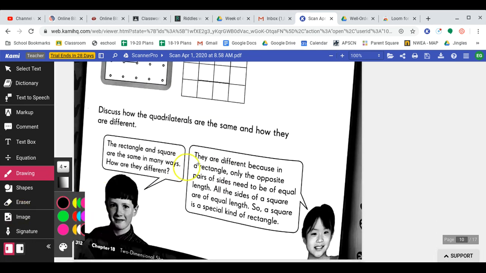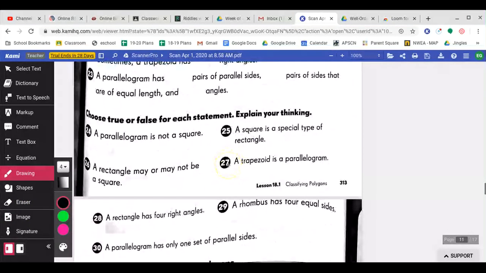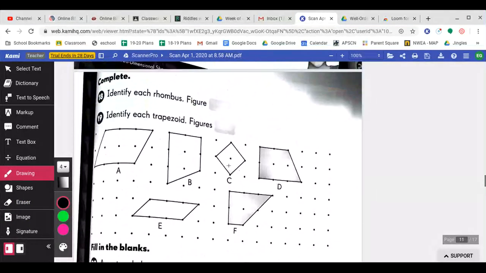Now, let's go down to our next page, which is page 313. Okay, it says identify each rhombus. Which of these are rhombuses? And the dot paper is going to help you with your measurement. As you can see here, 1, 2, 3, 4 is how many dots across this shape is, and 3 this way. So can it be a rhombus if the sides are not equal? Nope, not a rhombus. Is this a rhombus? Nope, not a rhombus. A rhombus needs to have two pairs of parallel sides. This only has one pair of parallel sides.